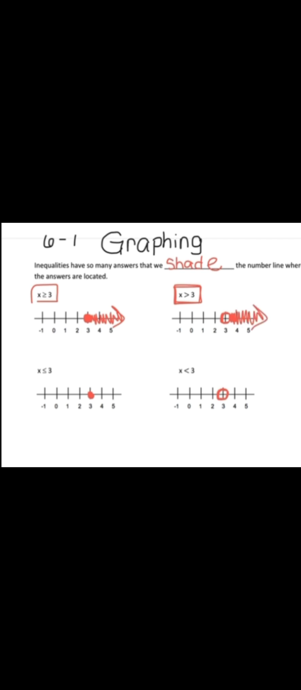So the only difference between this answer and this answer is that here 3 is part of the answer and here 3 is not part of the answer. Okay, and the next one, this one here, you have x is less than or equal to 3, so that is a closed circle on the 3, less than shades to the left. And then this last one, x is less than 3, is an open circle shaded to the left.